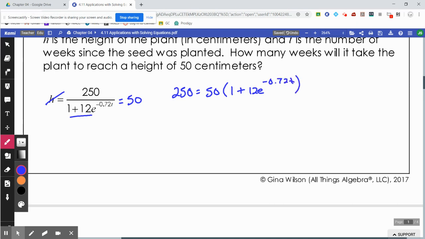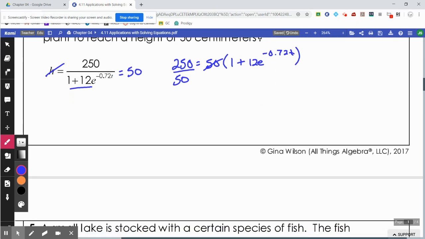Now, you're going to be really tempted to go ahead and distribute that 50, but it's going to be much easier, since it's being multiplied, to move it over here and divide. And then you have 5 equals that denominator, and that looks a little bit better. 12e to the negative 0.72t.